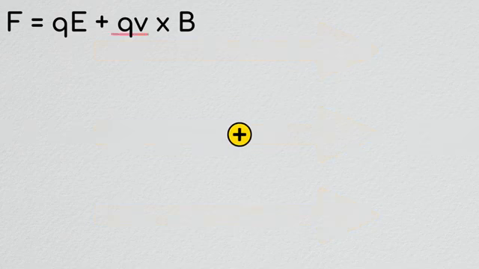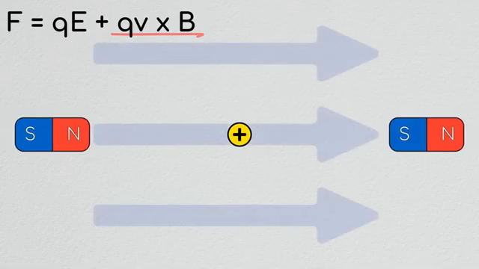The second term, which is more important for us today, says that if a charged particle moves through a magnetic field, it will experience a force which is proportional to the strength of the magnetic field, the charge of the particle, and the portion of its velocity which is perpendicular to the field. This force will be applied perpendicular to both the magnetic field and the velocity of the particle.